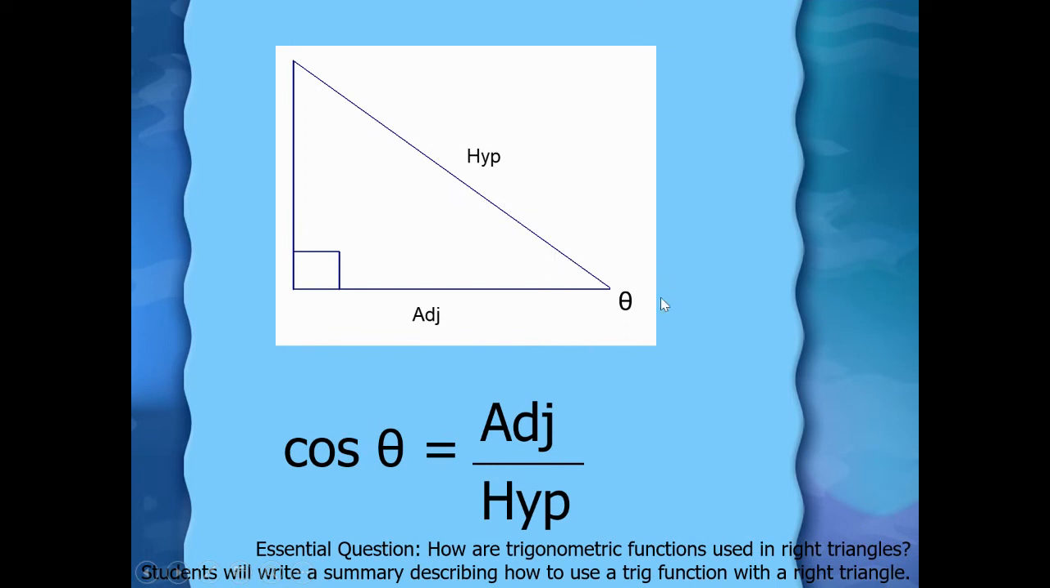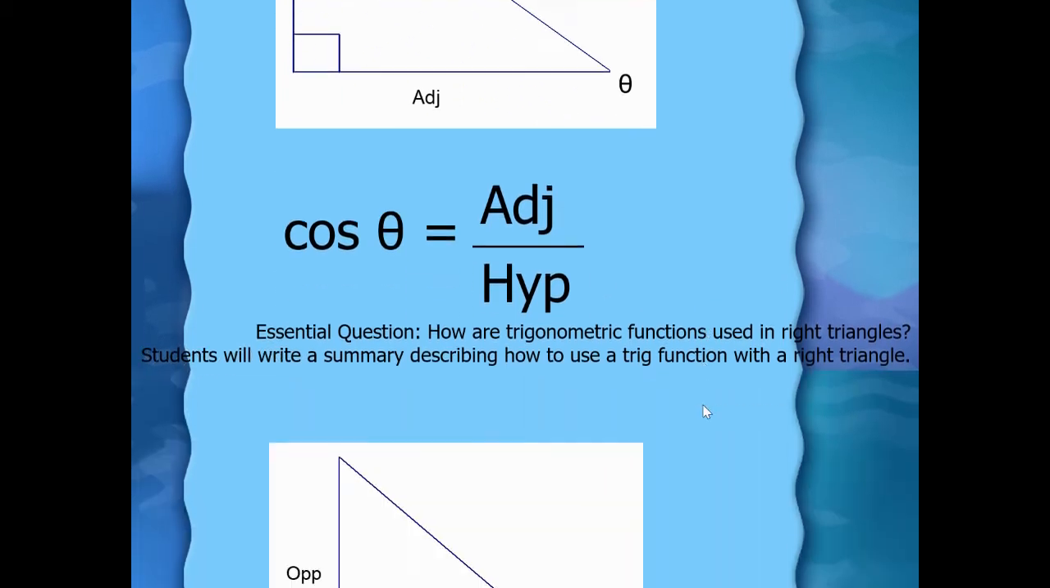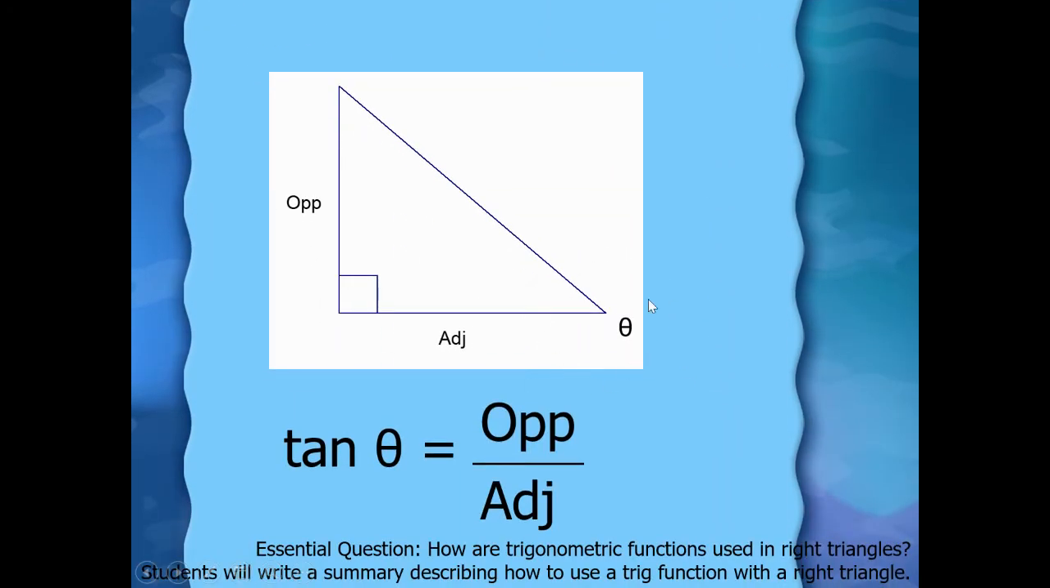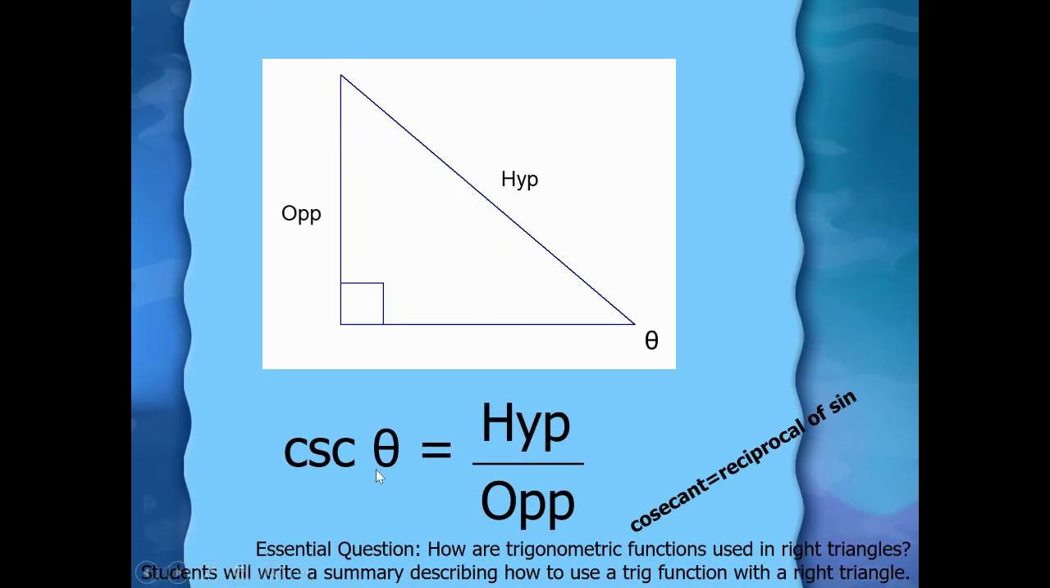The cosine in regards to the reference angle is the adjacent leg over the hypotenuse. And the tangent in regards to the reference angle is the opposite leg over the adjacent leg. All right, so the dashed line, now you're going to write below it. So this one should go right underneath the sine below the dashed line.